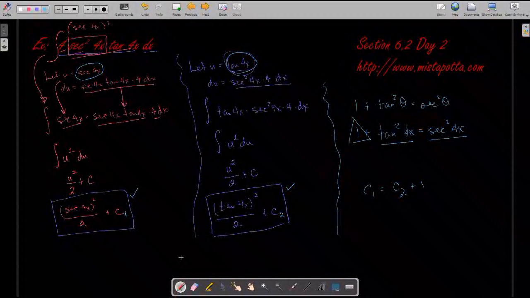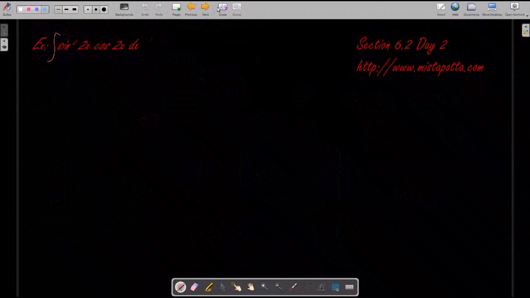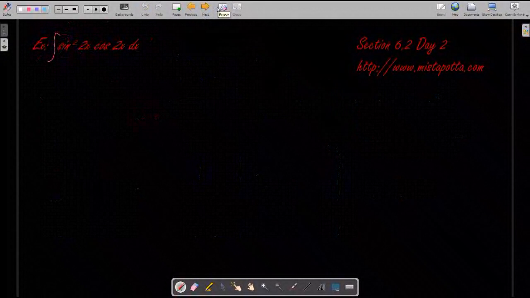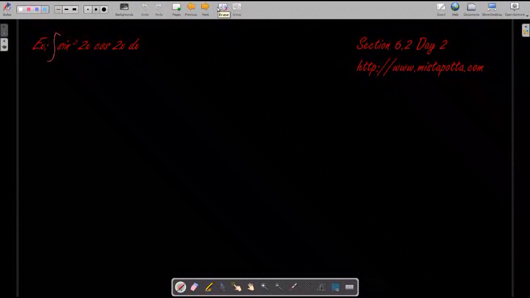So I wanted to go through this example. I also wanted to say that you're not always going to use trig identities to simplify an expression. And so in our next example, I want to take a look at this. I've got the integral of sine squared 2x times cosine 2x dx.